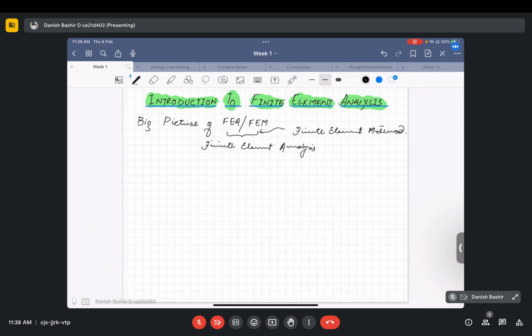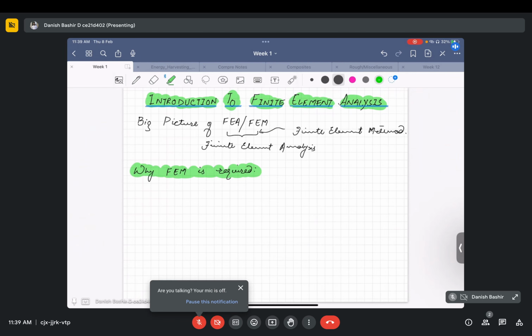So why was it required? Why is FEM required? There will be this question: why do we require this method? I will answer this question with full satisfaction.